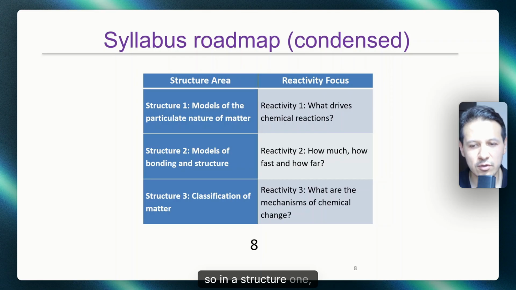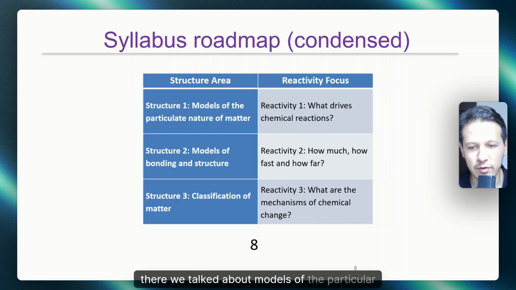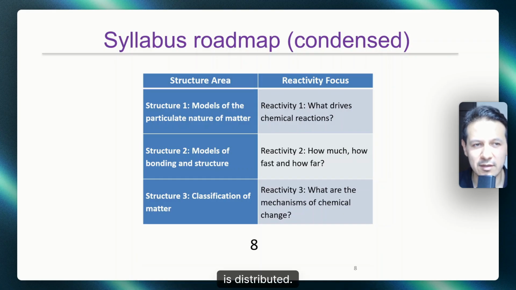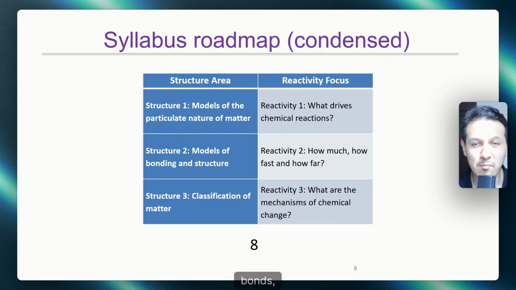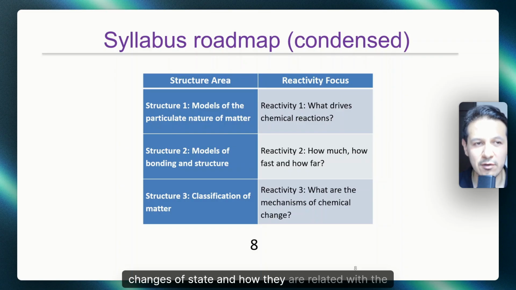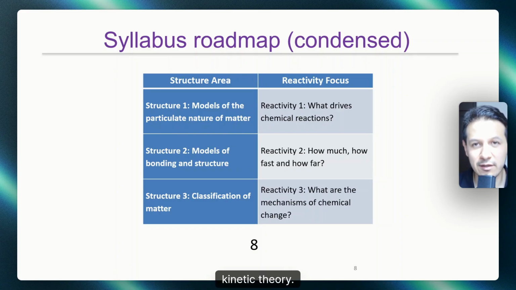Okay, so in structure one, we talk about models of the particulate nature of matter. In structure two, models of bonding and structure. Structure three is classification of matter. If you see, it is knowing the structure and how the matter is distributed. For example, in structure two, models of bonding and structure, we are talking about shapes of molecules, bonds, how they interact. In models of the particulate nature of matter, we are talking about the different changes of state and how they are related with the kinetic theory.